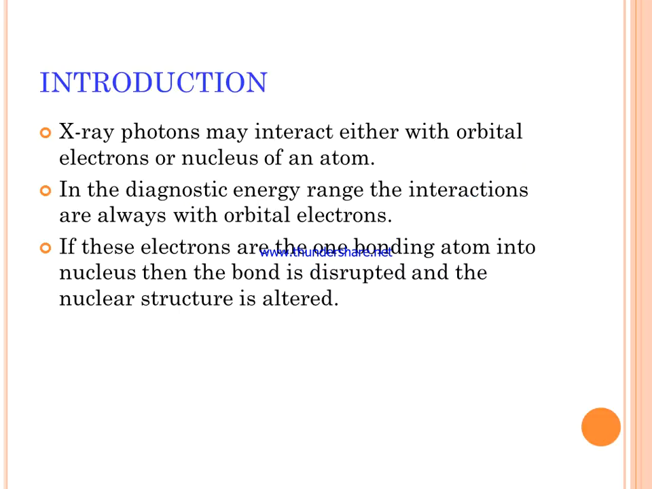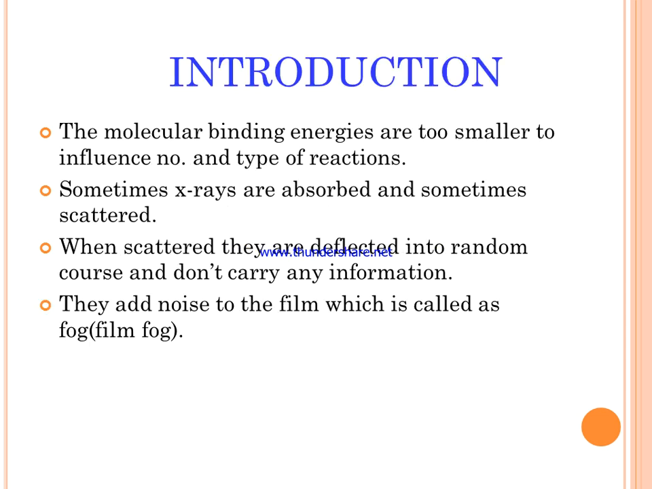So firstly, let's see the introduction of interaction of X-rays with matter. An X-ray photon firstly interacts either with the orbital electrons or the nucleus of an atom. In the diagnostic energy range, the interactions are always with the orbital electrons. If these electrons are bound to the nucleus, then the bond is disturbed and the nuclear structure is altered. Molecular binding energies are too small to influence the number and types of reactions.